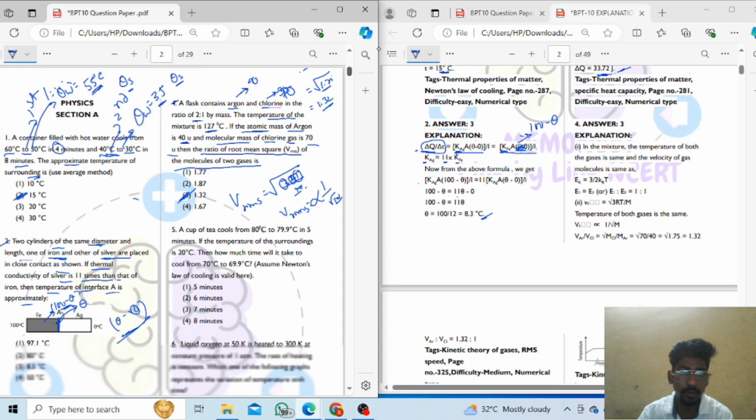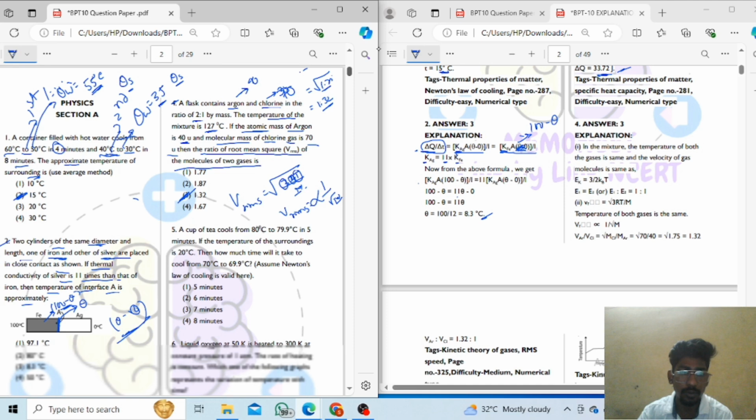A cup of tea cools from 80 to 79.9, d theta equals 0.1, in 5 minutes. So d theta by dt is 0.1 by 5. The temperature of the surrounding is theta s, already given. Then how much time will it take to cool from this one to this one? Newton's law of cooling is applied here.